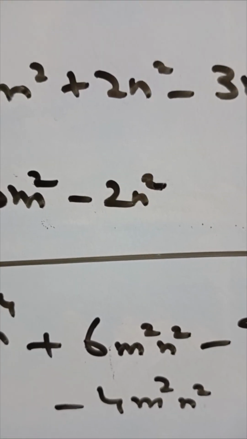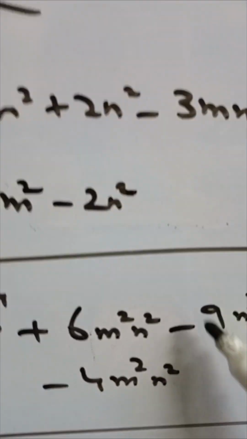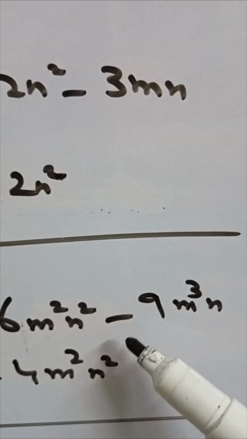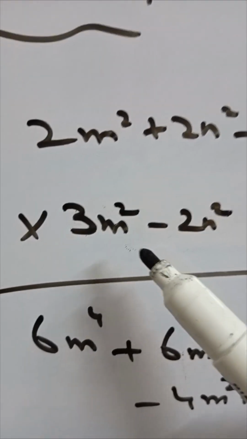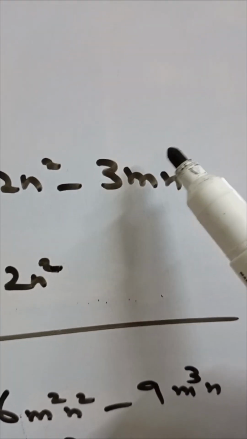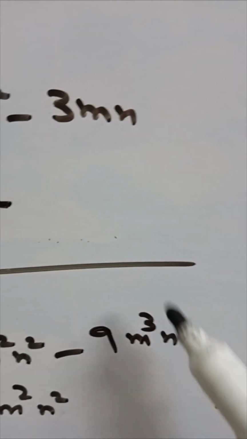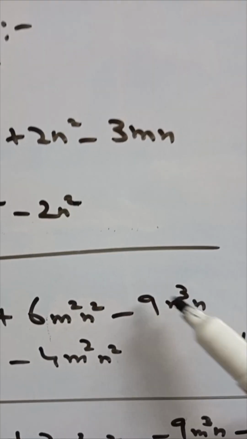Okay. Next, 3 3s are 9, but plus minus minus. As it's shown with no sign, it means it's plus. So plus minus minus, 3 3s are 9, and m n and m square, as the bases are the same, m raised to power 2 and m raised to power 1, as there's no power here, it means it's 1. So m raised to power 2 plus 1 is 3, as you know the bases are the same, the powers will be added, so it becomes m raised to power 3, and there's no n here, so this n will remain the same.